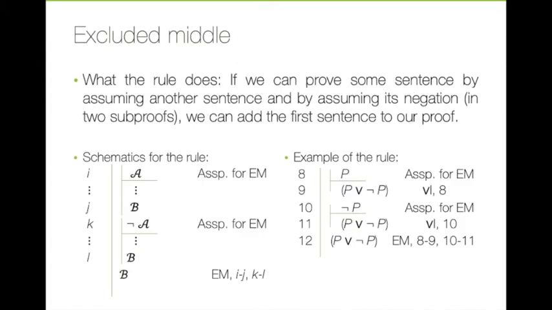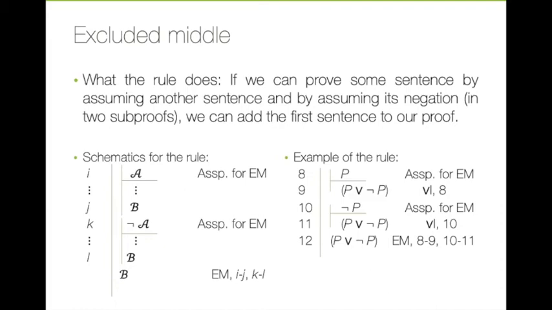Our next rule, excluded middle, is the only one of our new rules that will require subproofs. The way this one works is that if we can prove some sentence by assuming another sentence and its negation in two separate subproofs, we can add the first sentence to our proof. So more concretely, let's look at the schematic.